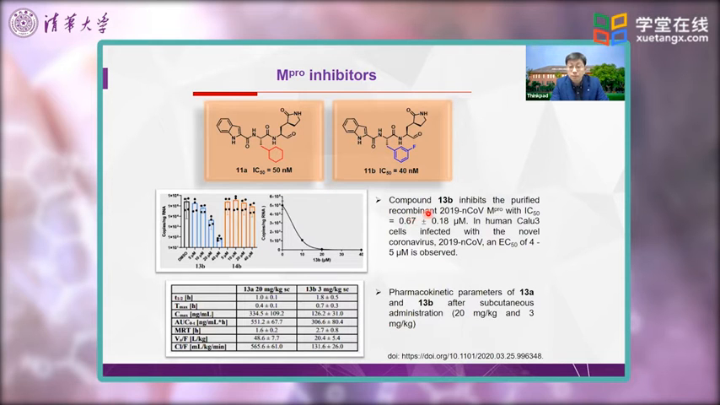And for compound 13B, it can inhibit the purified recombinant novel coronavirus Mpro with an IC50 value around 0.7 micromolar. And here on the lower part is a table of preliminary PK data that has been conducted and shown here.